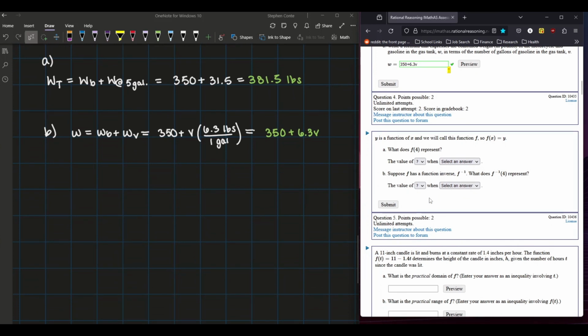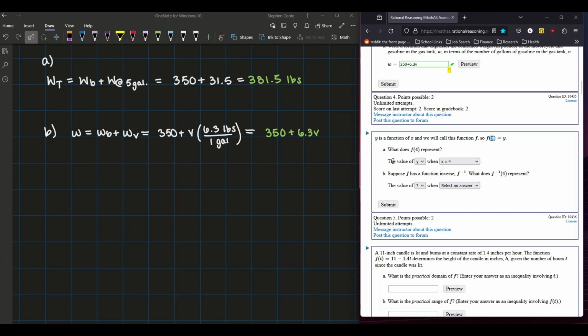Okay, number 5. Y is a function of x, and we call this function f. So f of x equals y. F of 4 represents what? Well, I have a function of x is equal to y. So I'm saying f of x, f of 4, when x is equal to 4, f of 4 is what? I'm saying f of x is y, so f of 4 must also be equal to a y value. So it means that f of 4 should be the value of y when x is 4.